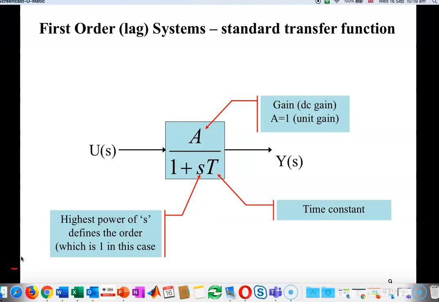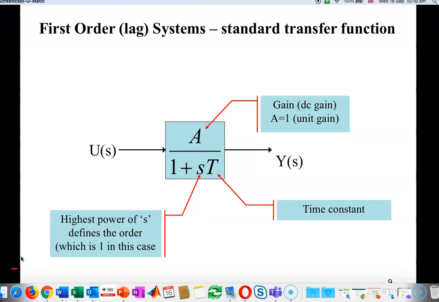So our focus will tend to be on the first and second order systems, because once we know how to deal with first order and second order systems, we can deal with high order systems as well, because we can break them down.